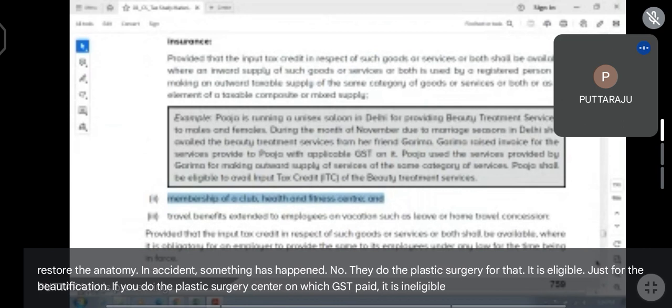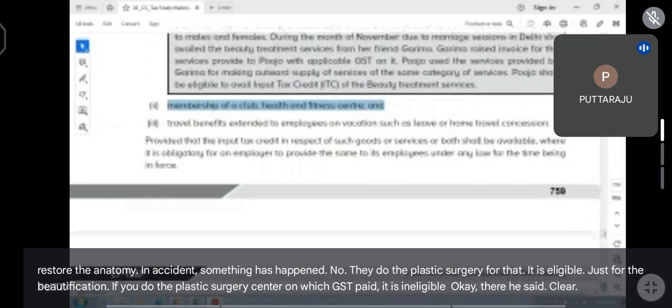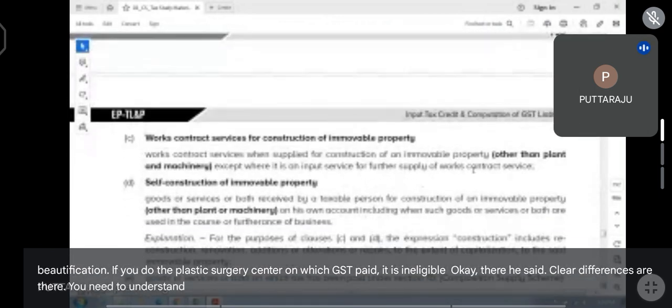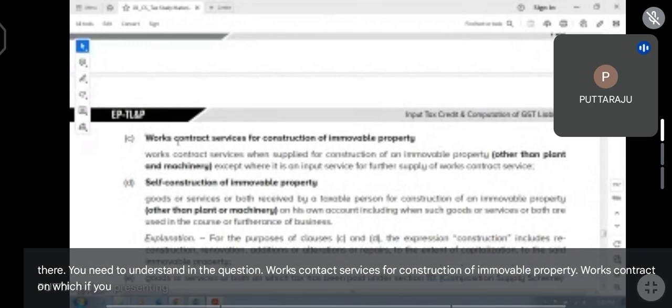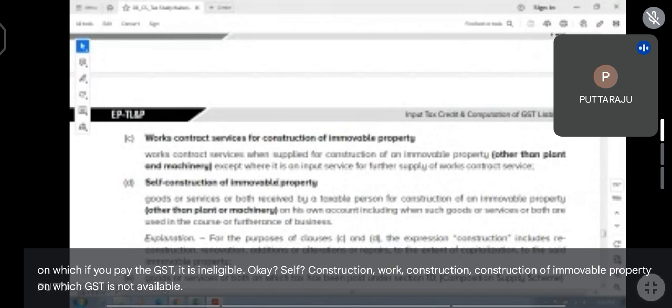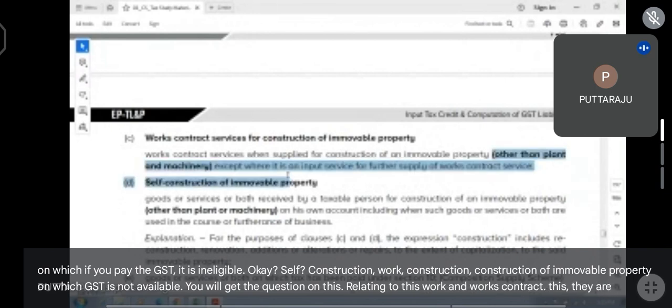Okay, there are clear differences here. You need to understand the question: works contract services for construction of immovable property. If you pay GST on a works contract, it is ineligible. Self-construction, or construction of immovable property, is where GST credit is not available. You will get questions on this relating to works contracts. They are given, see, other than plant and machinery.